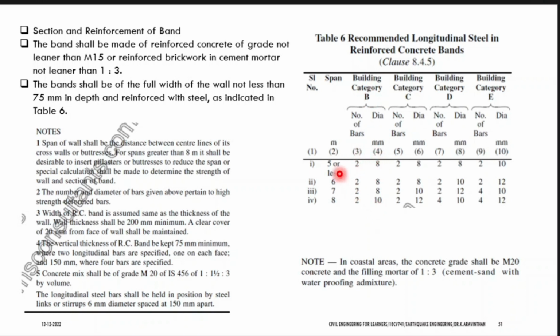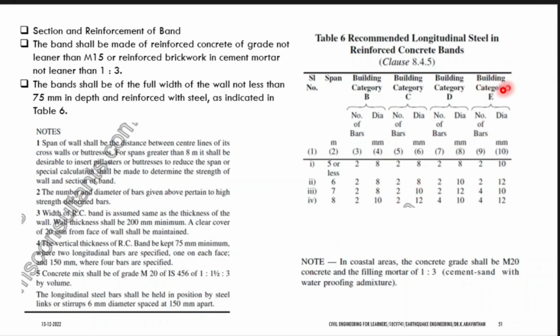If you are having 5 meter or less, for this case, you have a column and after that you have a column. Distance between these two columns is 3.5 meter. So you can have this case. 2 number of 8 mm dia bar is required. So what is the longitudinal steel required for lintel band, roof band and plinth is given here. For respective cases, you are having number of bars and dia of bars. How many bars are required?